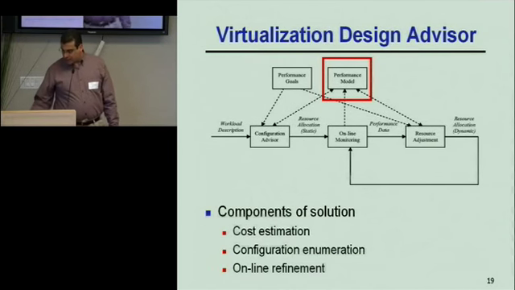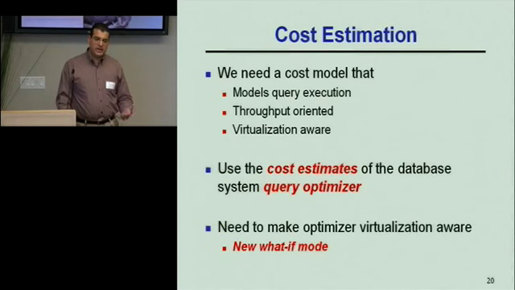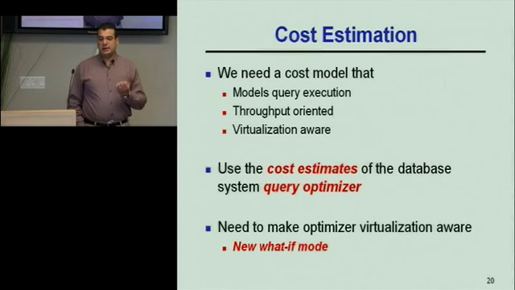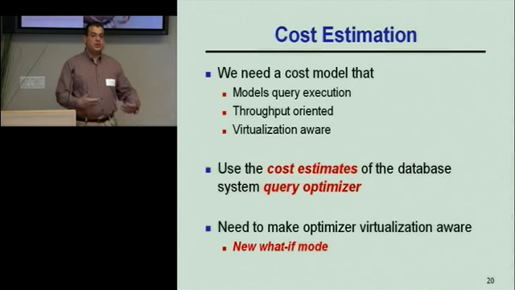Okay? And yes, so the performance model is interesting because this is how we get the application information. This is how we get information about the specific benefit of a certain resource allocation to a database system. Okay? And what we need is a cost model that models the execution of these SQL queries we have in our workload descriptions, is throughput oriented, and is aware of virtualization, is aware of different resource allocations.